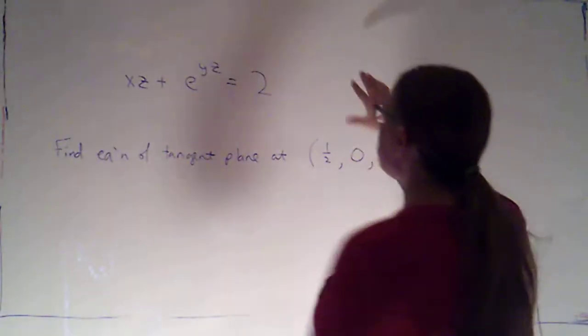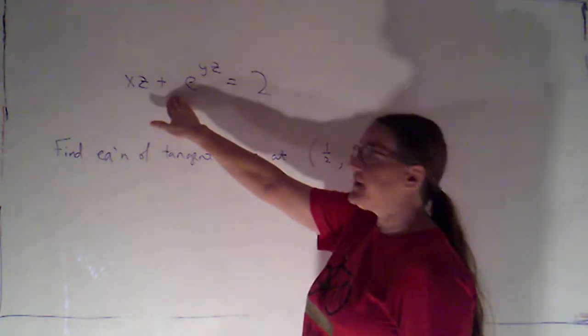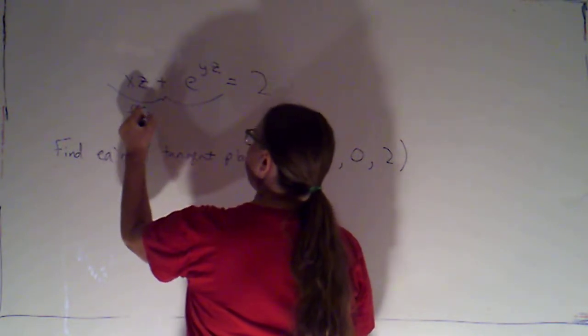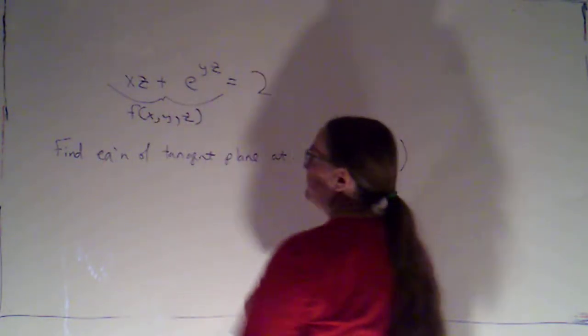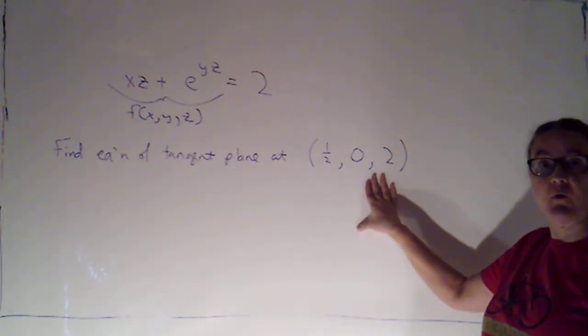Equation up here, and this would be an equation for a level surface of this function of 3 variables. I'm just going to name that f of x, y, z. And I'm asking us to find an equation for the tangent plane at this point.